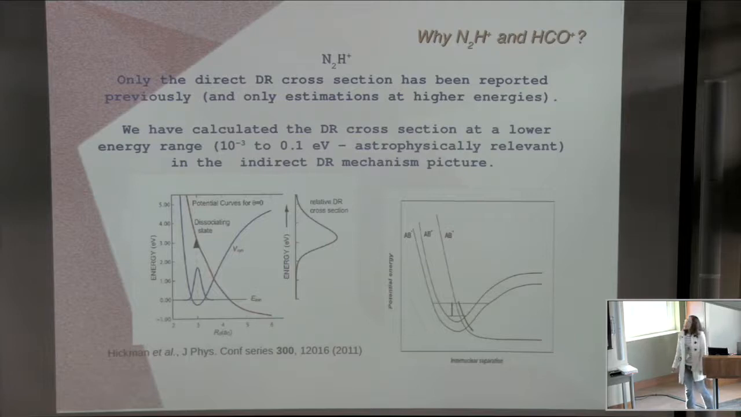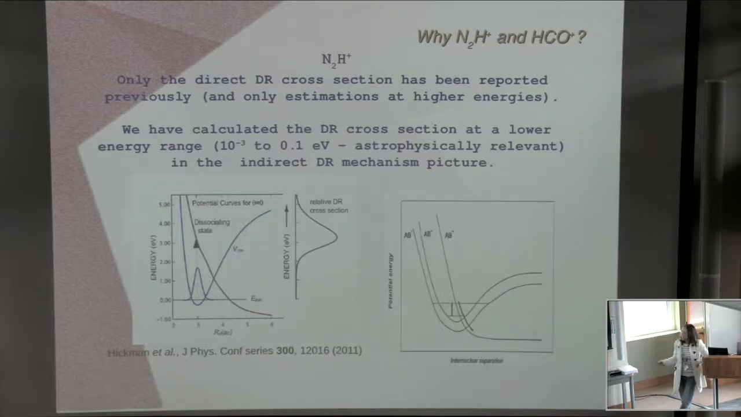The next slide is our new calculation. We decided to apply this method also to linear systems with dipole moments like N2H+ and HCO+. So why N2H+? Besides the astrophysical relevance of N2H+, to the best of my knowledge there is no available theoretical DR cross-section, and the only article that I found was an estimation at higher energies.